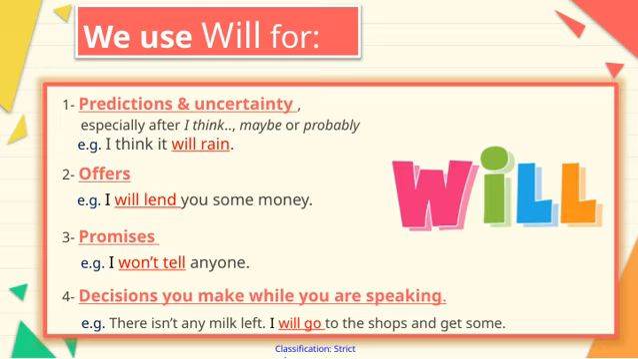Finally, will is used when making decisions on the spot while speaking. For example, if I notice that there isn't any milk left, I might say, "I will go to the shops and get some." This shows an immediate decision made in the moment. Overall, will is a versatile modal verb that helps us express predictions, offers, promises, and decisions. It's a key part of communicating about the future and our intentions.